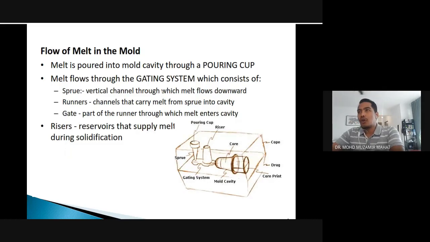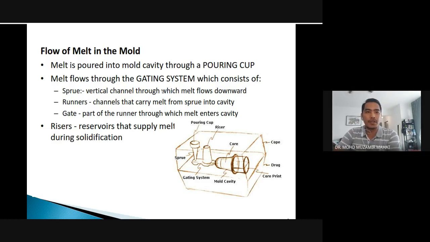Flow of melt in the mold. When you have molten metal, the raw metal material has been heated to a certain temperature and turned into molten metal. So this molten metal is the main material to be poured into the mold. We are considering the flow of the melt in the mold. The melt, the molten metal itself, is poured into the mold cavity through a pouring cup.